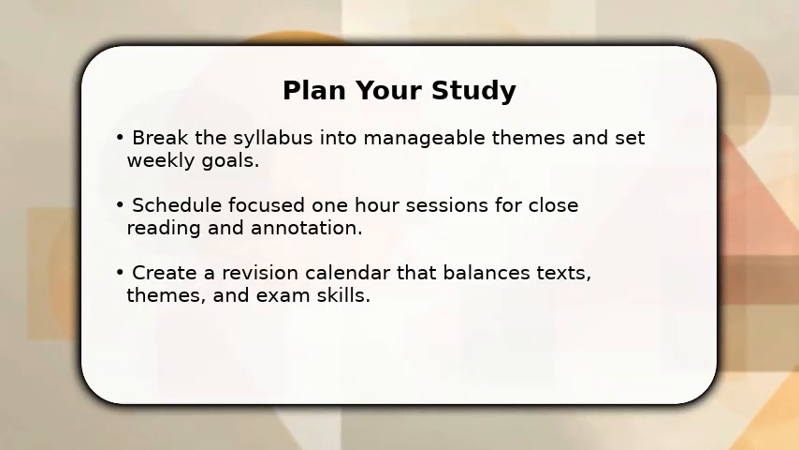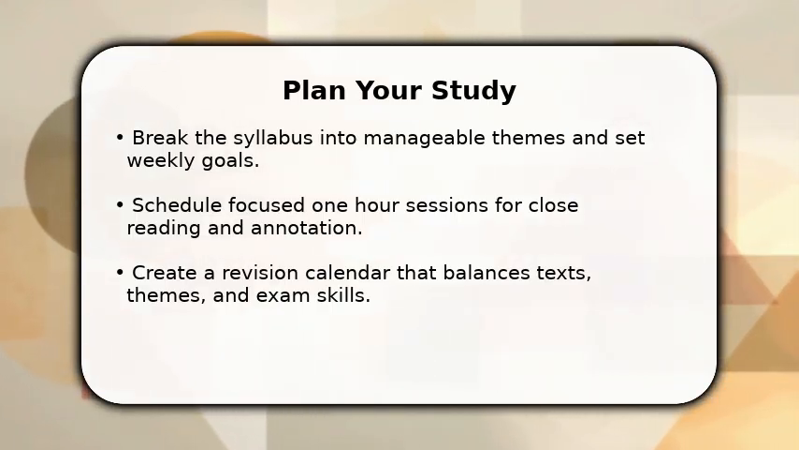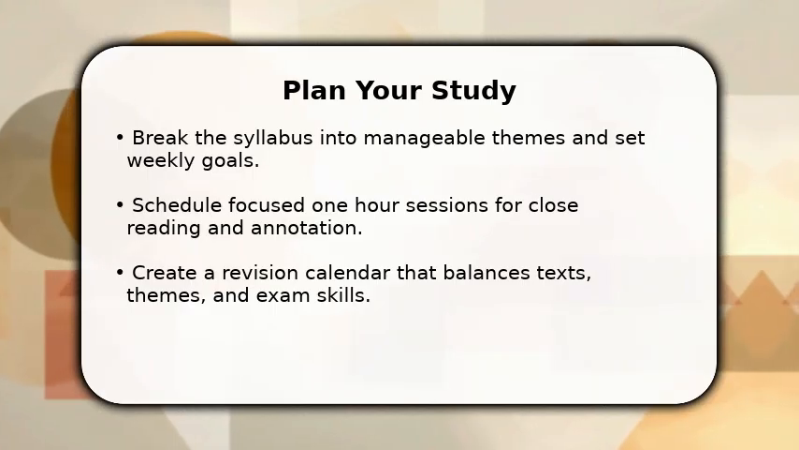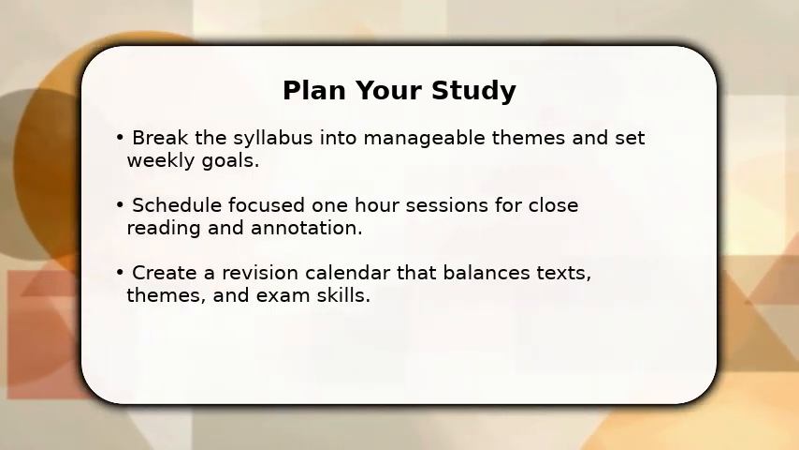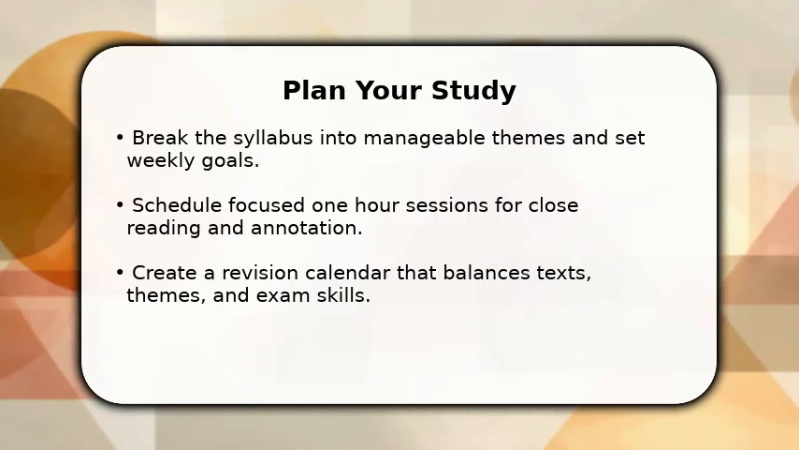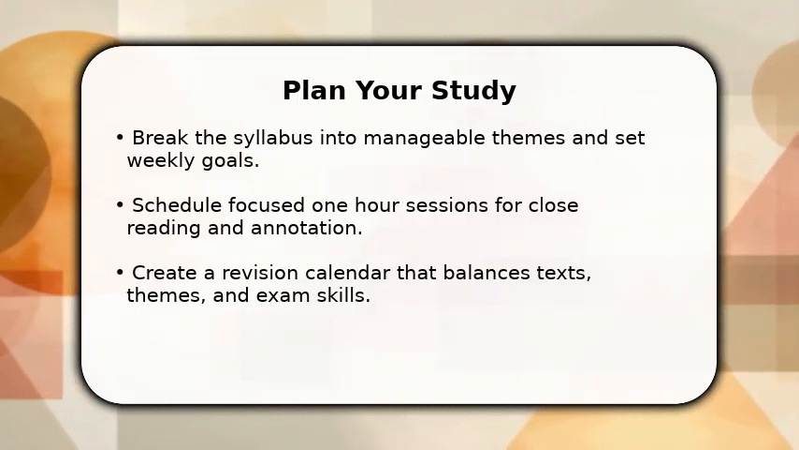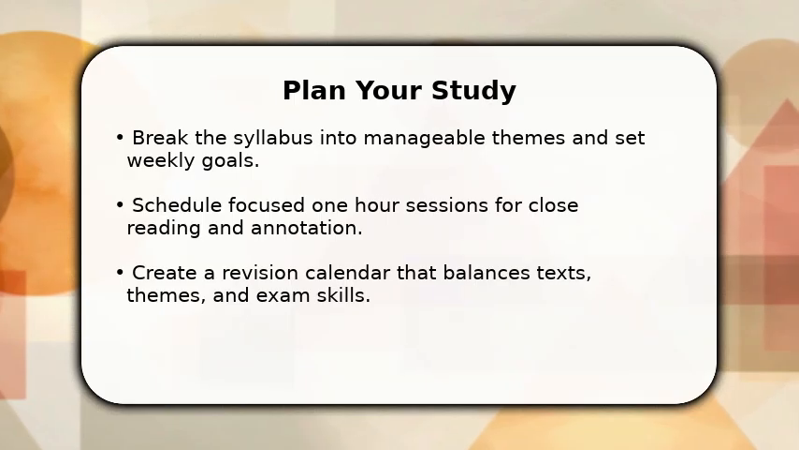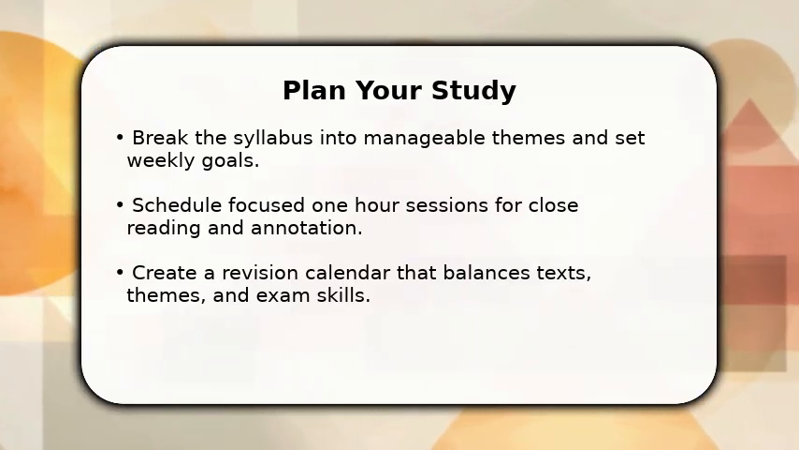In this video, I will show how to study for English Literature, GCSE. Start by mapping your syllabus into themes and texts, then block regular 1-hour sessions for close reading and annotation. Use a revision calendar and set weekly goals so progress is visible and consistent.